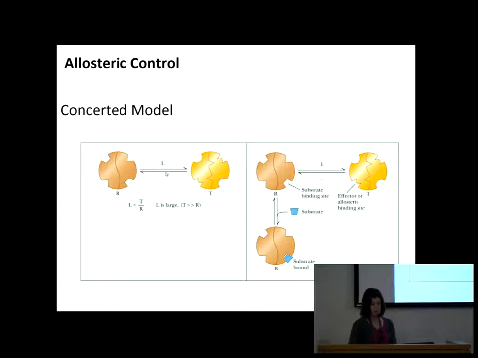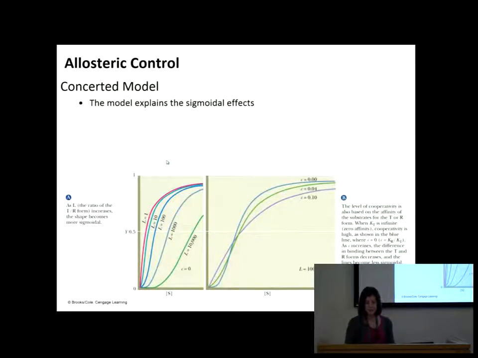So let's talk about this equilibrium constant. This equilibrium constant is large, meaning that there's more product than there is reactant. There's more taut state than there is relaxed state. It does explain the sigmoidal effects. So let's take a look. Again, I have another very busy slide.